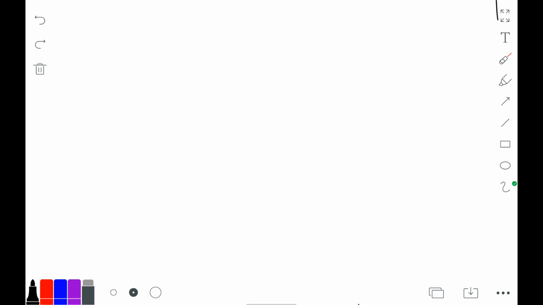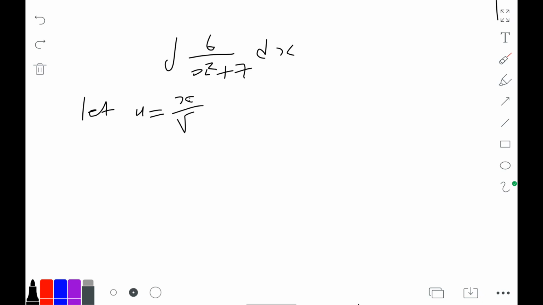I'm going to help you guys and show you how to work an integral of 6 over x squared plus 7 dx. So we're going to let u equal x over square root of 7. Then we have to find du over dx. When you differentiate it, you get 1 over square root of 7.